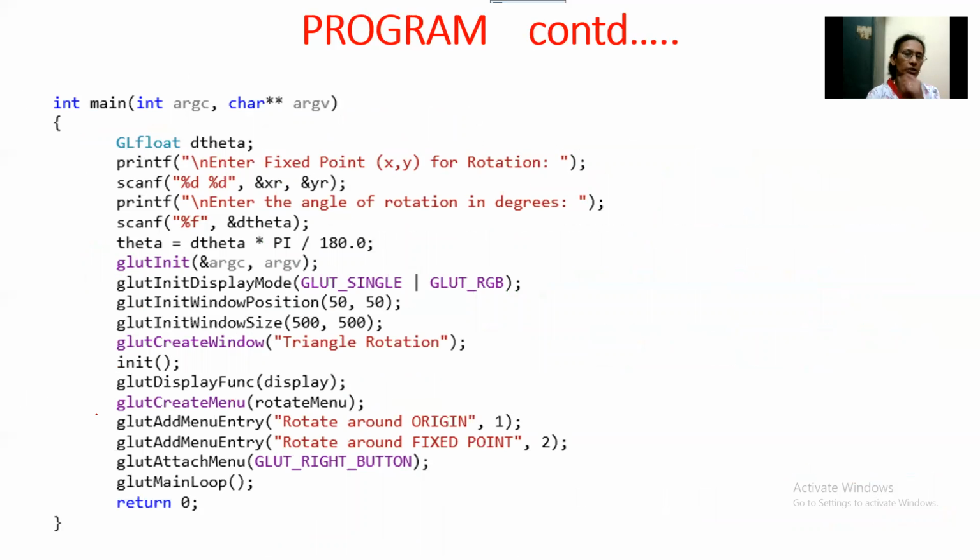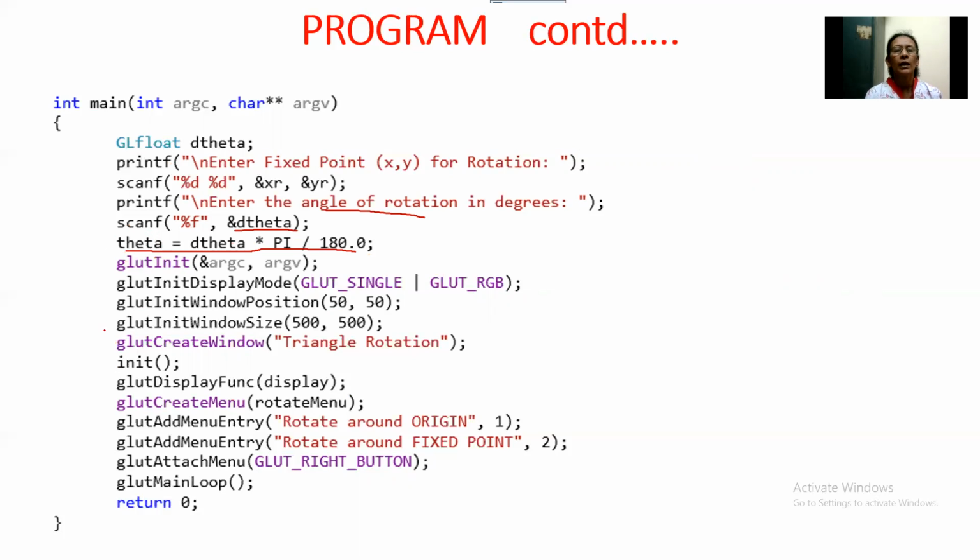Next, we come to the main function. What is it that we have to do in the main function? First, we have to collect the values of the fixed point xr, yr. That is scanf, xr, yr. Then we collect the angle of rotation, that is d theta. D theta is the angle in degrees. Now we convert that into angle in radians, d theta into pi by 180. So theta gives the angle in radians.